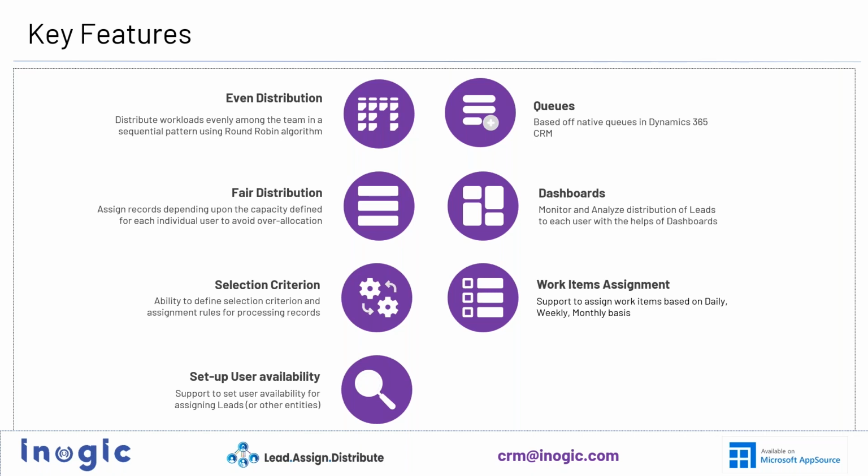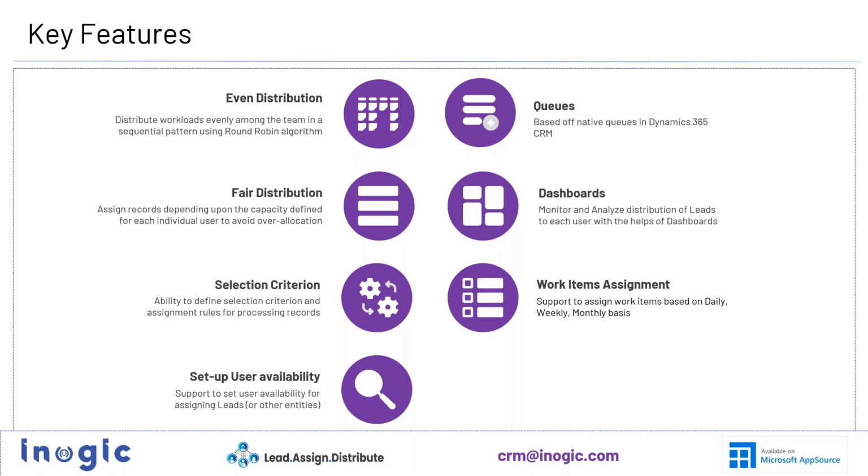The next is queues. The entire process of lead assignment and distribution automation is based off the native queues, and we will be deep diving into this very soon during the demonstration. The dashboards: all the data that is accumulated by the lead assignment and distribution automation is in a report friendly manner. This means you can create your own Power BI dashboards as well, or you can create CRM charts and dashboards to visualize the data.